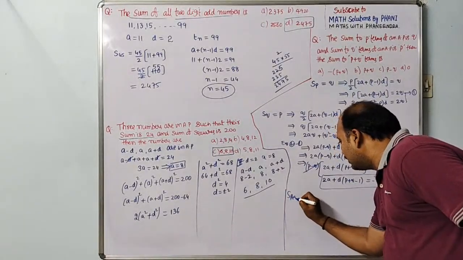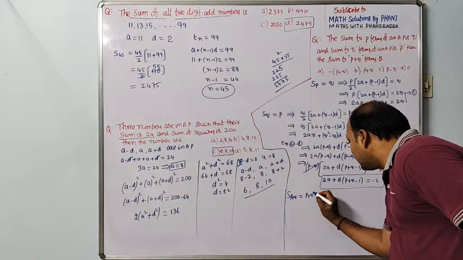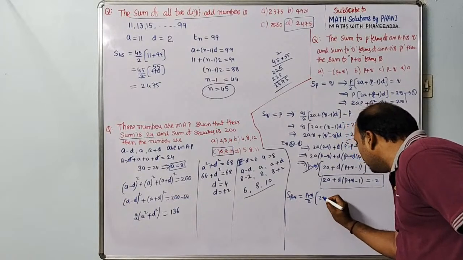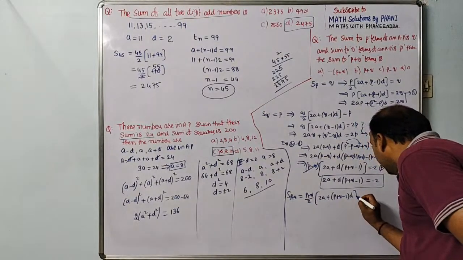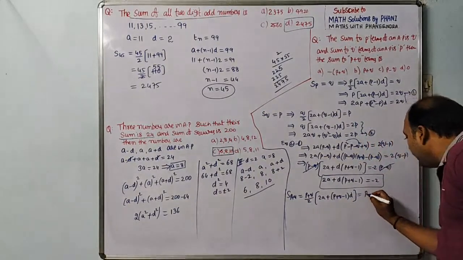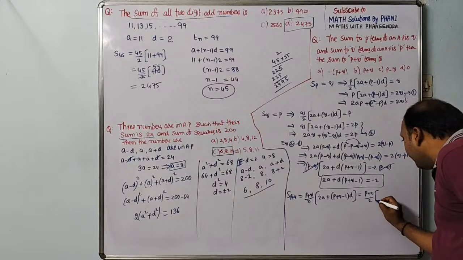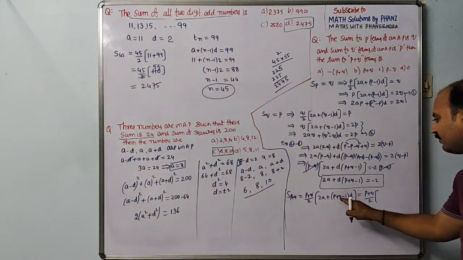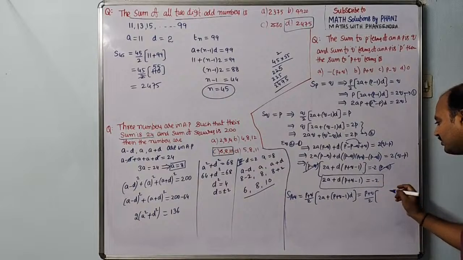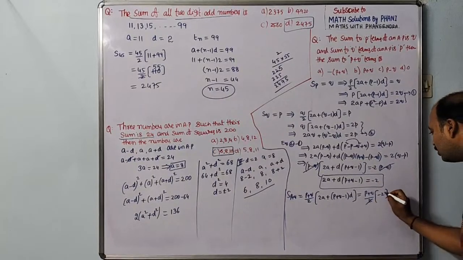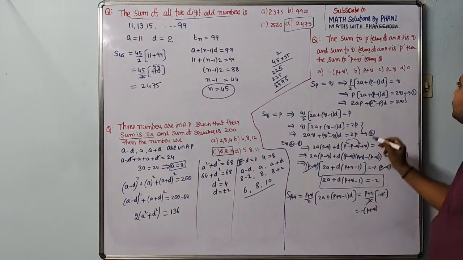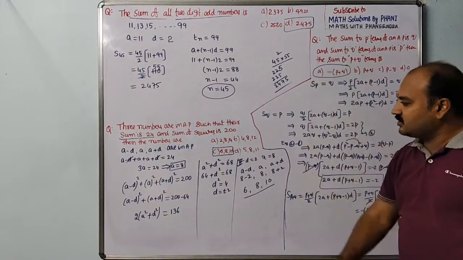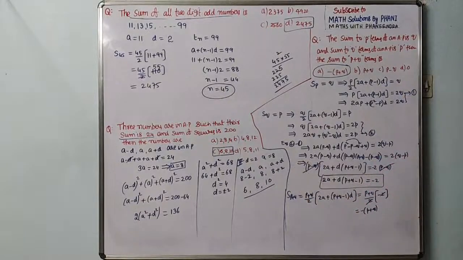S of P plus Q is equal to (P plus Q) divided by 2 into (2A plus (P plus Q minus 1) into D), that is equal to (P plus Q) divided by 2 into (2A plus (P plus Q minus 1) into D). The value is how much? Minus 2. Okay, students, the 2 get cancelled, we will get minus of (P plus Q). I hope you understand, this is our required answer. We will move to another question.